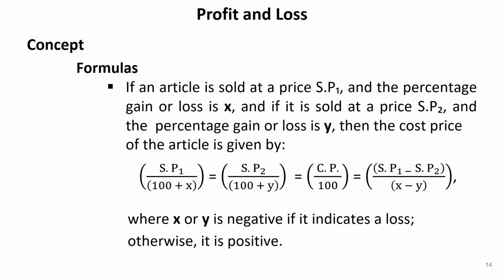Okay. So let's see the next formula. If an article is sold at a price SP1, selling price 1, let's say, and the percentage gain or loss is X, and if it is sold at a price SP2, that is selling price 2, and the percentage gain or loss is Y, then the cost price of the article is given by SP1 whole by (100 plus X) is equal to SP2 whole by (100 plus Y) is equal to CP by 100 is equal to (SP1 minus SP2) whole by (X minus Y). Where X or Y is negative, it indicates a loss, otherwise it is positive.